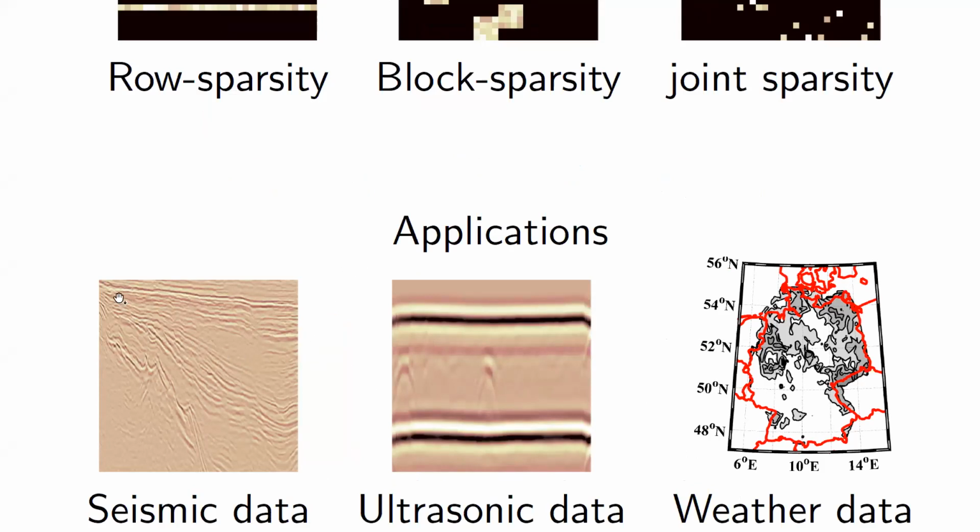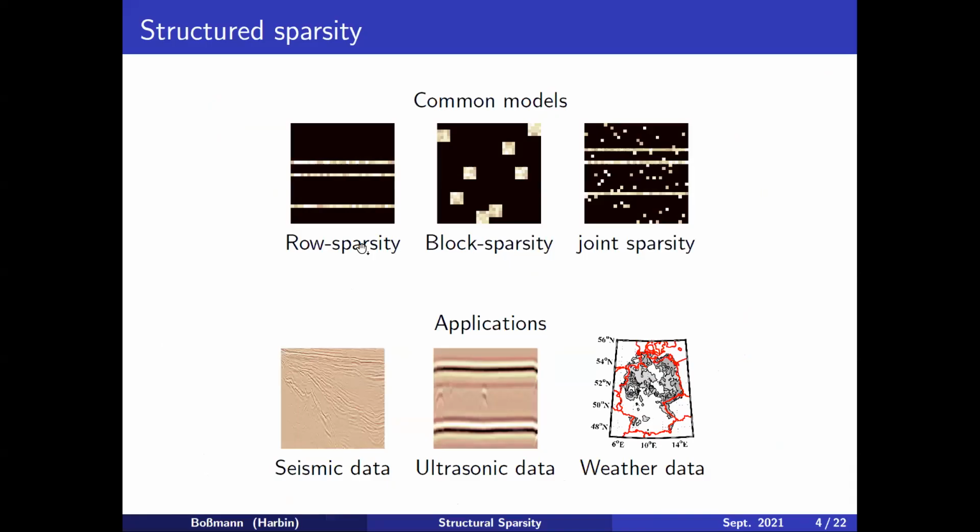So if we look at the seismic data here, then you see there is some structure in there. We have seismic waves on top here, and we have some wave that's traveling through this image here, and here is another one. And there is some structure, but it is not the row sparsity. Let me go back. It's neither row sparse, nor is it block sparsity, and also not the joint sparsity at all. So there are many applications that have this sparsity plus structure, but the common structure models that you will find in the research don't fit these applications.